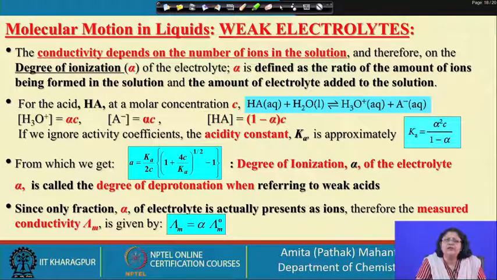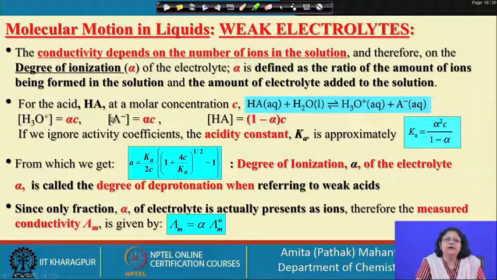And how is this degree of dissociation defined? It is the ratio of the amount of ions being formed in solution to that of the amount of electrolyte added to the solution. If it had been a strong electrolyte, then whatever amount you are adding, you will generate the same concentration of the ions in the solution. But when you are talking about a weak electrolyte, the number of ions generated on dissociation is not equal to the amount of the solute you have taken.